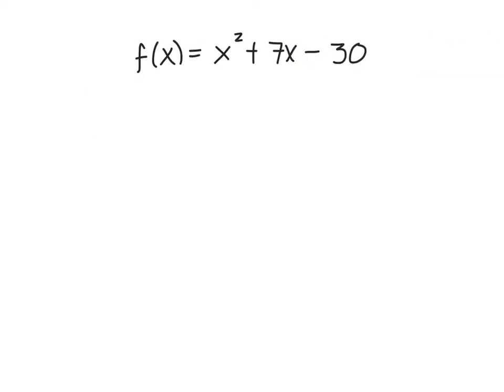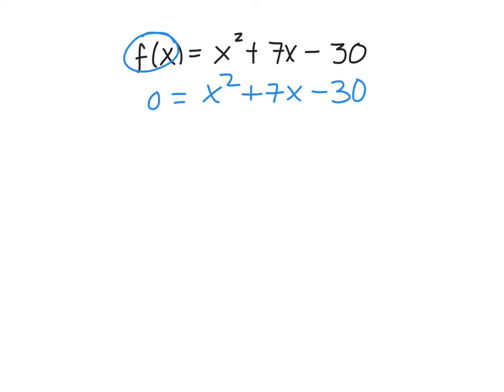Here's our first example. The only thing that we're really changing here is we are interested in when this function is going to equal 0. When is the y value, right? f of x is the same thing as y. When is y going to equal 0? Because that's when it crosses the x-axis. The first step you want to do is change it to 0. So we have 0 equals x squared plus 7x minus 30.